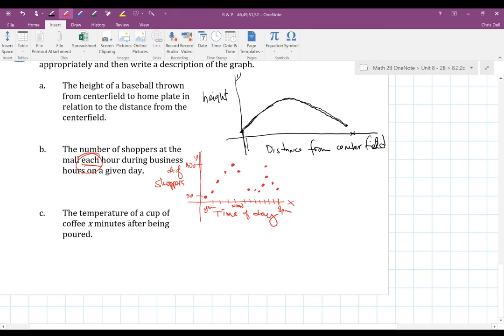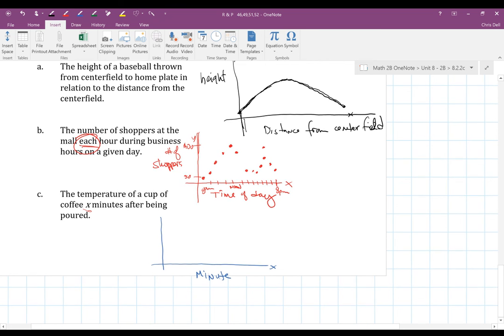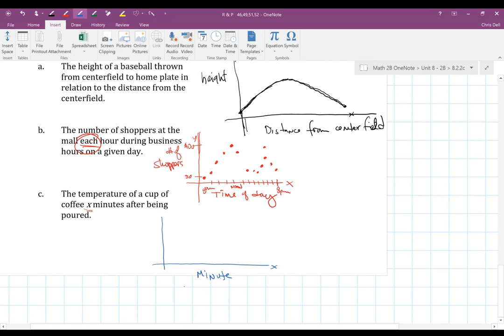The last one, C, the temperature of a cup of coffee X minutes after being poured. So this one, we know our X because it tells me at X minutes. Our horizontal axis is going to be the time. So X, which is going to be minutes. And specifically, time after pouring. So I'll write that: time after pouring the coffee. And then this is the temperature over here. The y-axis would be the temperature of the coffee.